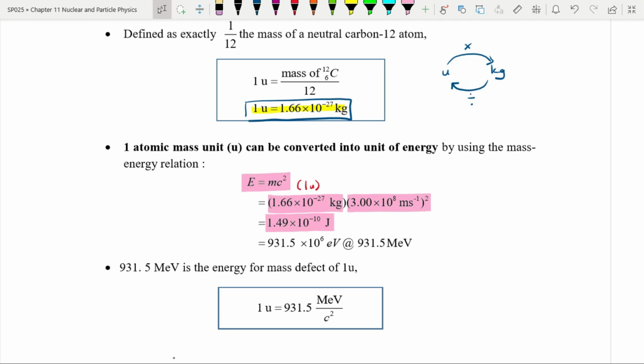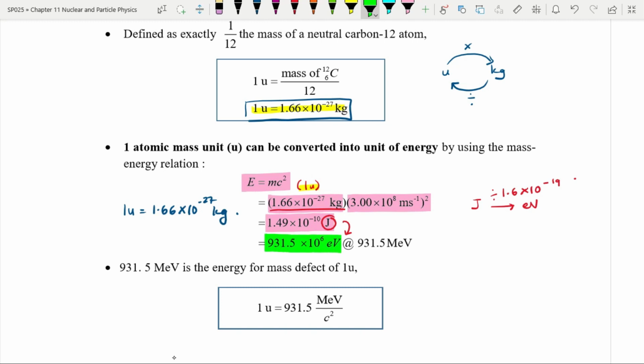Alright, so macam saya kata tadi, this amount is actually equivalent to 1U. Okay, sebab kita kata 1U is equals to 1.66 times 10 to the power negative 27 kg. Okay, so maksudnya amount yang kita dapat ini, okay, 931.5. Okay, so kita tahu ini adalah 1U. Okay, so apa yang kita buat dekat sini adalah daripada joule, kita cuba convert kepada electron volt. So daripada joule nak convert pergi electron volt, so you have to divide by 1.6 times 10 to the power negative 19. Okay, jadi kita akan dapat value ini, 931.5 exponent 6 electron volt.